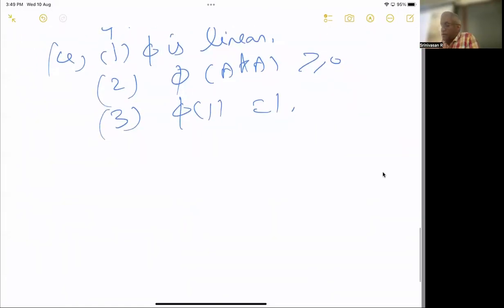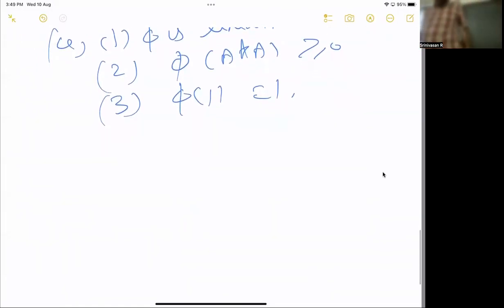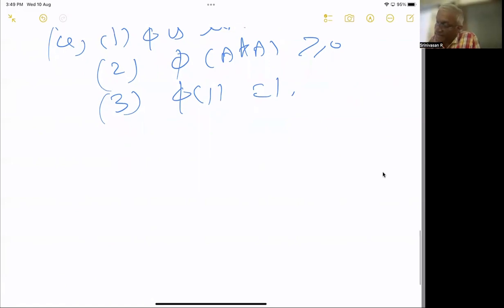Now I want to explain what the events are, and I want to give examples. Before that, I fix some notations, which you must be knowing already.